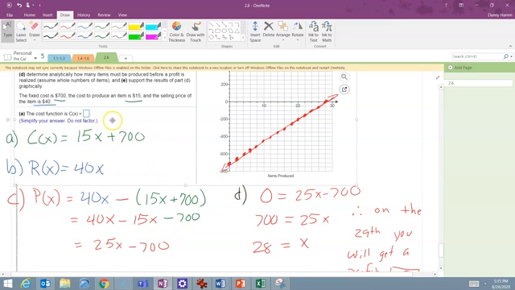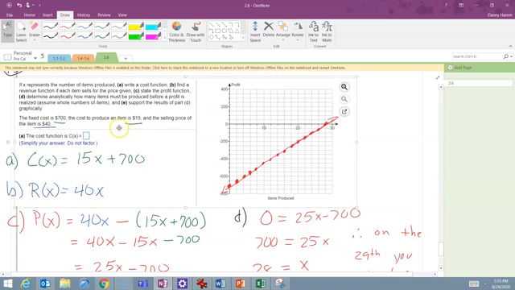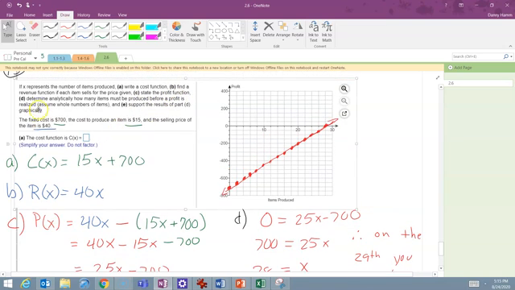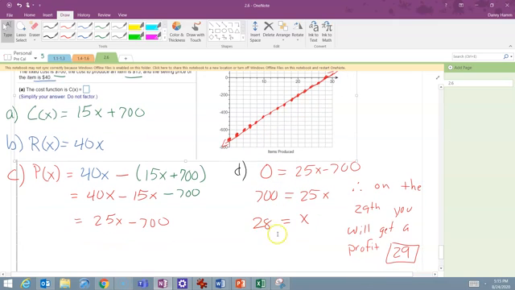And then D is asking for when we're going to have a profit. And so you set it equal to 0. This lets us know when we sell 28 items, we've made $0. So that means on the 29th one that we sell, we'll finally turn a profit.